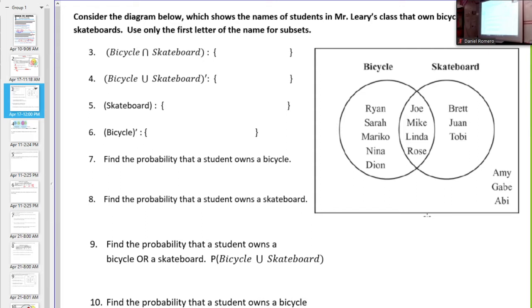Consider the diagram below, which shows the names of the students in Miss Leary's class that own a bicycle or skateboard. Use only the first letter of the names for the subsets. Alright, so let's list sets within a set. Bicycle, intersection, skateboard. What names fall in the intersection of bicycle and skateboard?